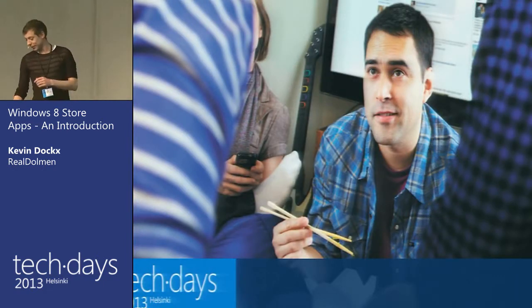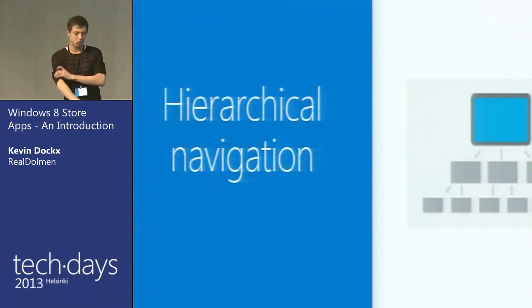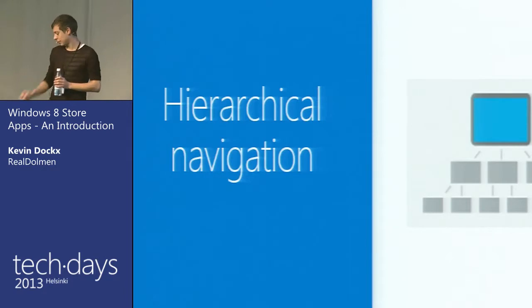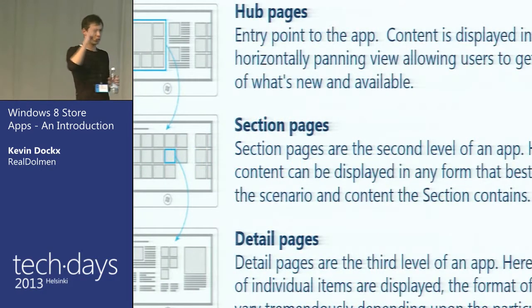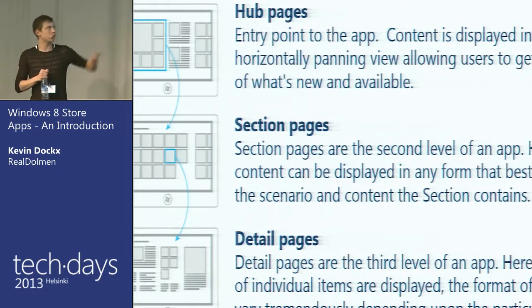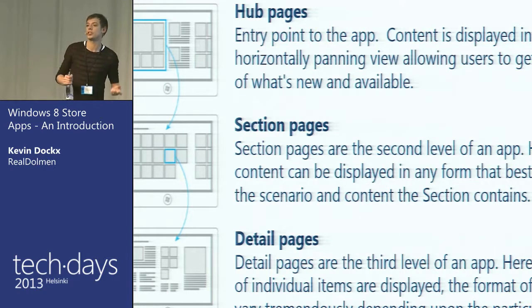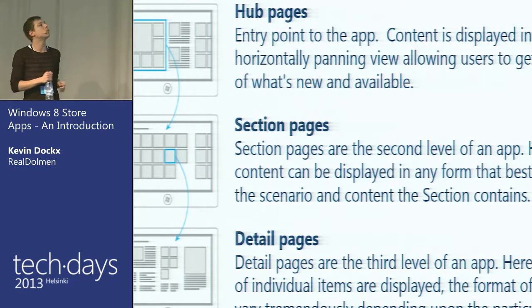Navigation. There's typically two different ways of navigating a Windows Store app. First one is hierarchical navigation. I think, if I remember correctly, this slide was in the previous session as well. Hierarchical navigation is something a lot of users are used to, because it's how people navigate through a lot of web pages.